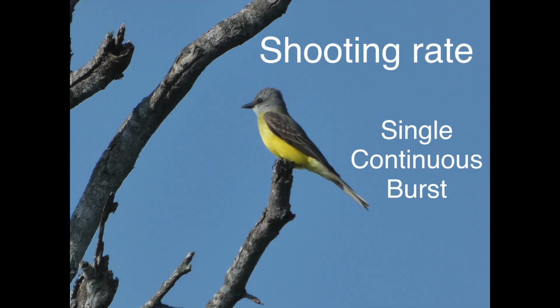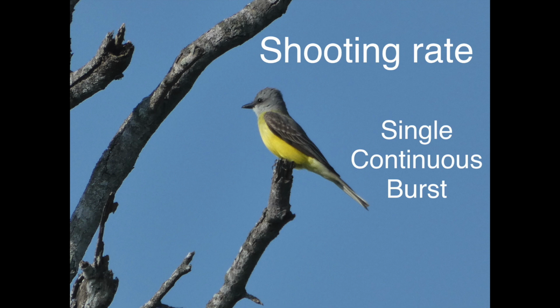Shooting rate refers to how many times the shutter opens and closes with each press of the shutter button, as well as the shutter speed. The three choices are single, continuous, and burst. Burst is probably the best for birds in flight and fast-moving animals. I use this mode only in those instances.